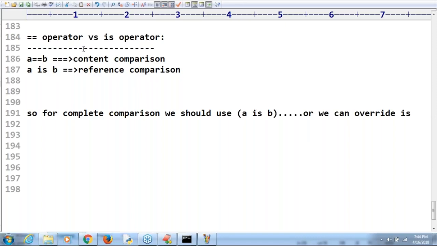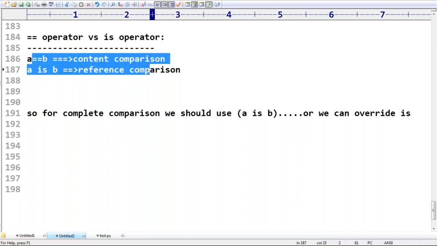That's why in the list, whatever behavior we got, the same behavior by default we have in the case of set also. Don't worry about that. If you want, I will give an example, not required. List case, whatever behavior you are seeing, the same behavior by default you are going to see in the case of set also.